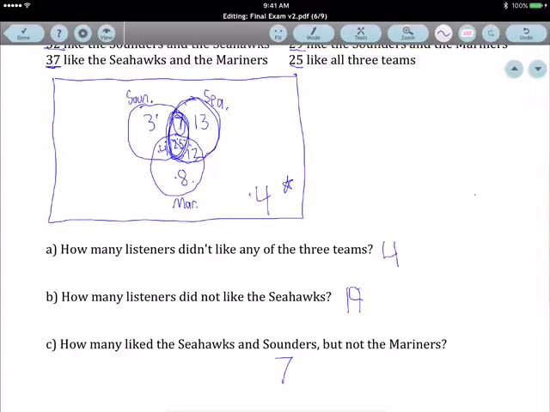Yes. So for B, why would it be 19 instead of 15? Well, these people don't like the Sounders, or the Seahawks. The 4 doesn't like the Seahawks, the 8 doesn't like the Seahawks, the 4 doesn't like the Seahawks. Okay. Any other questions about that one?